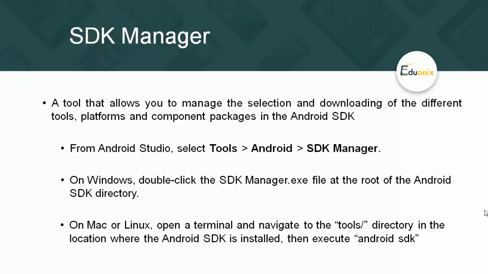From Android Studio, select Tools, Android, SDK Manager. On Windows, double-click the sdkmanager.exe file at the root of the Android SDK directory. On Mac or Linux, open a terminal and navigate to the Tools directory in the location where the Android SDK is installed, and then execute Android SDK.